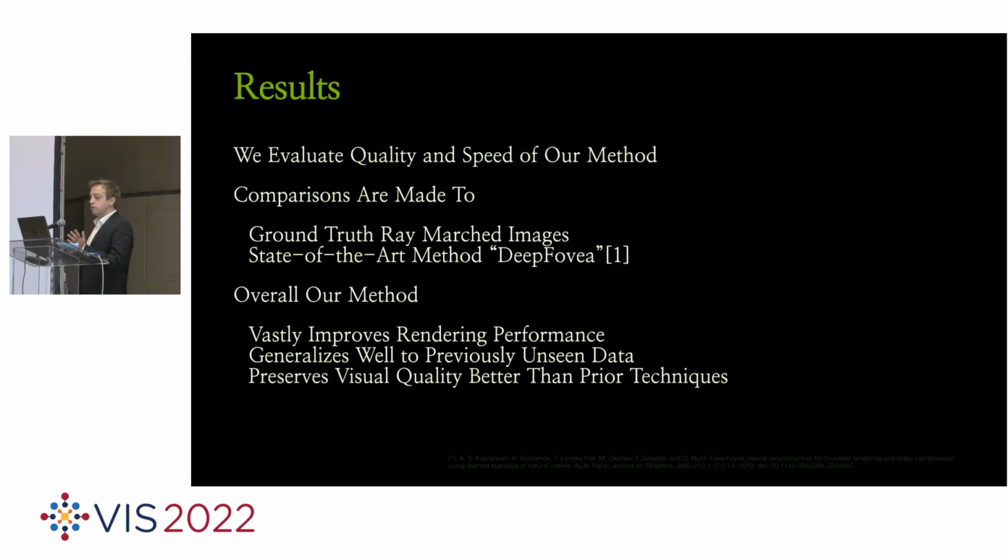Now I want to look at some of the results that we get from these two steps. To evaluate our technique, we record both quality and speed of rendering, and we compare these metrics to the ground truth ray-marched images and the state-of-the-art method Deep Fovea, which is a method recently introduced for foveated video compression. Overall, the results show that our method greatly improves rendering performance and generalizes well to even unseen data sets, all the while preserving the visual quality of the image and providing better quality than prior techniques.